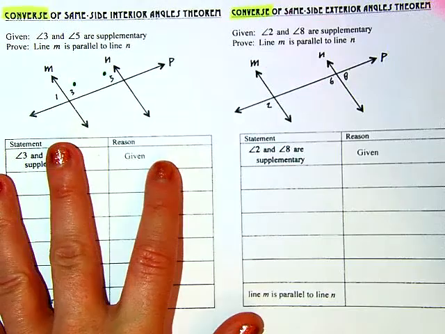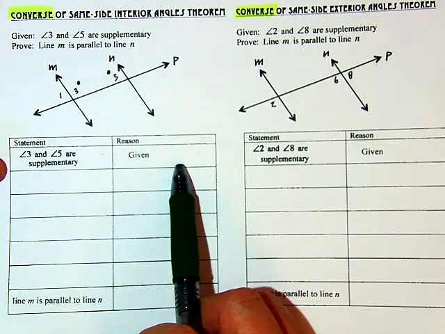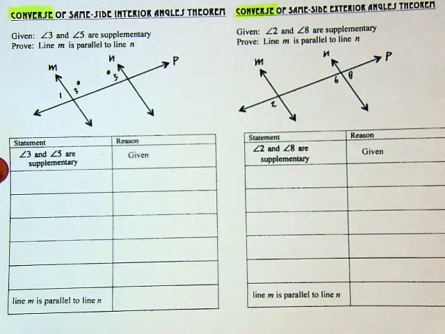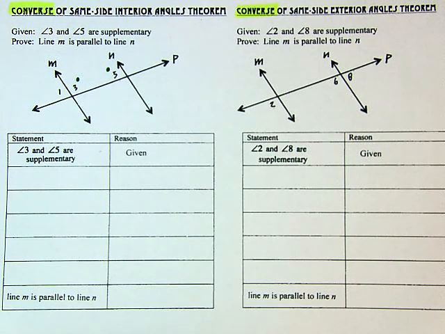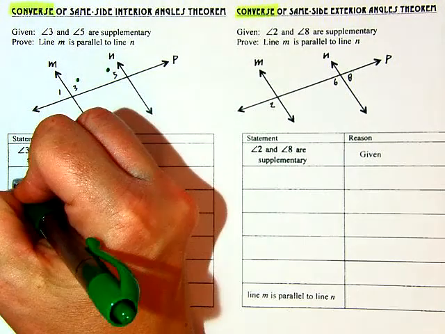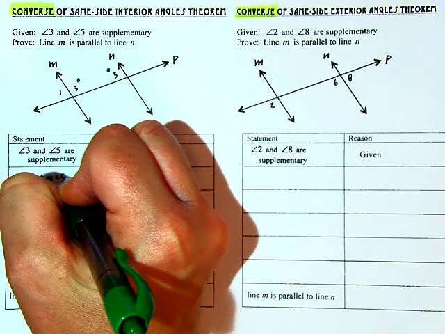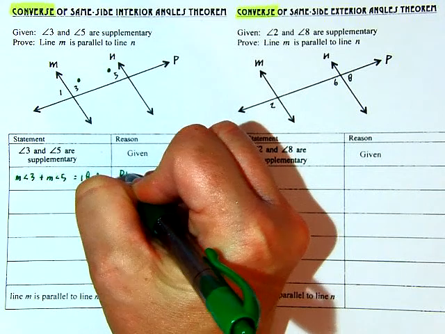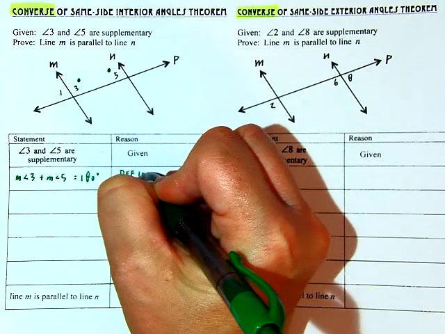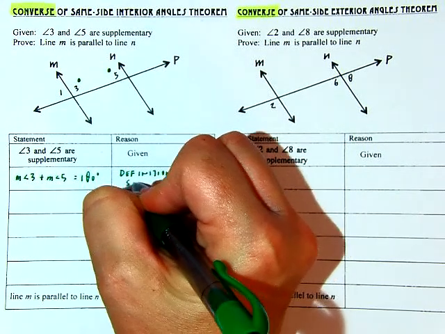All right, so my starting point right here, 3 and 5 are supplementary, given. How do I build off of that? Well, what does it mean to be supplementary? It means that the measures add to 180. So the measure of 3 plus the measure of 5 equals 180, right? That's what it means to be supplementary. So I'm citing the definition of supplementary.